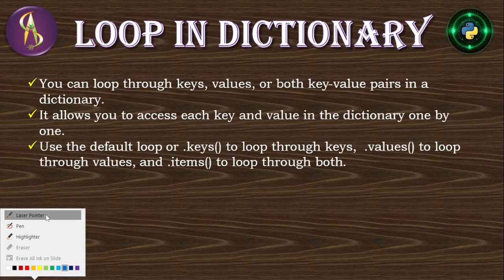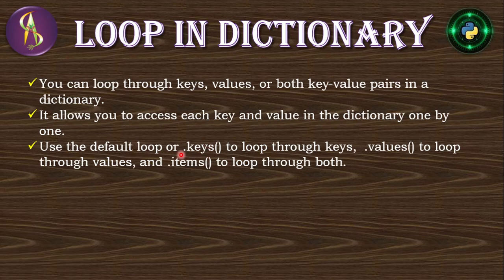First of all, I will choose the laser pointer. Dot keys, this is a function guys, to loop through the keys. And dot values is also a function to loop through values, and dot items with the round brackets is to loop through both, it means key and value both.